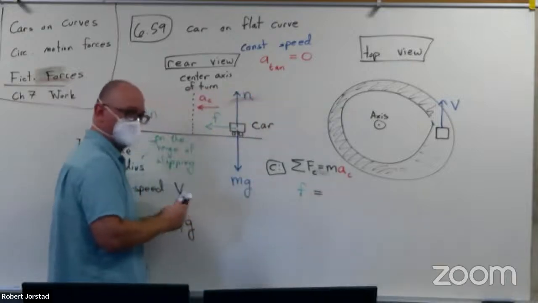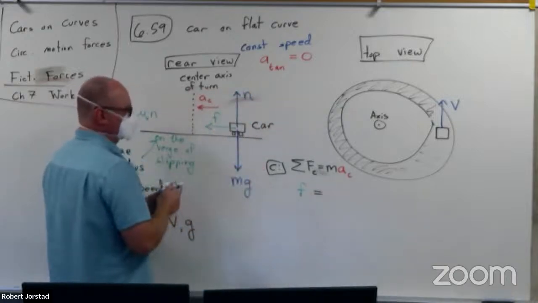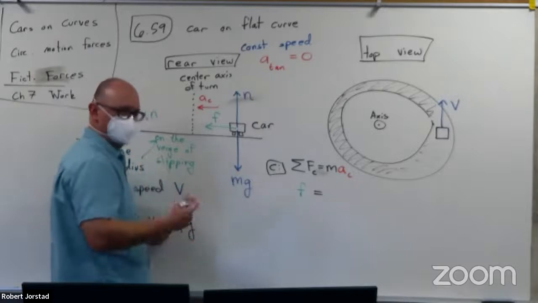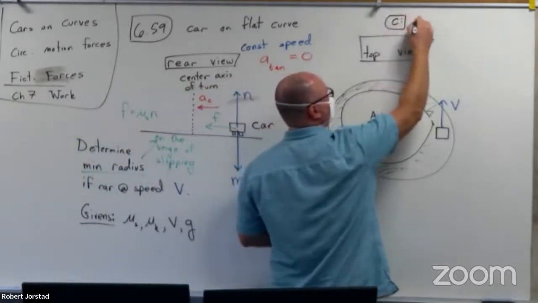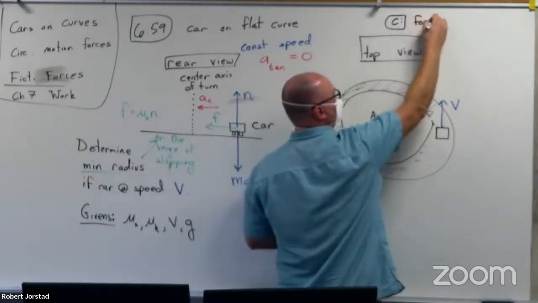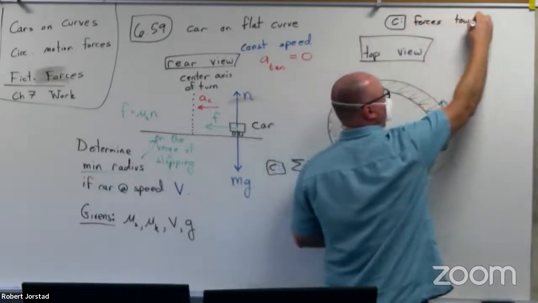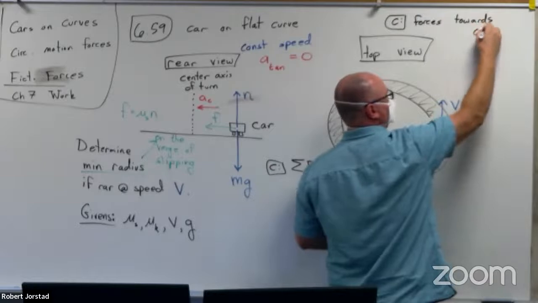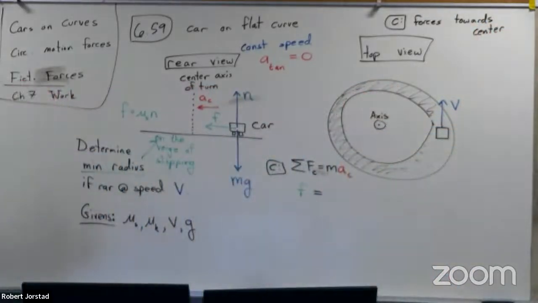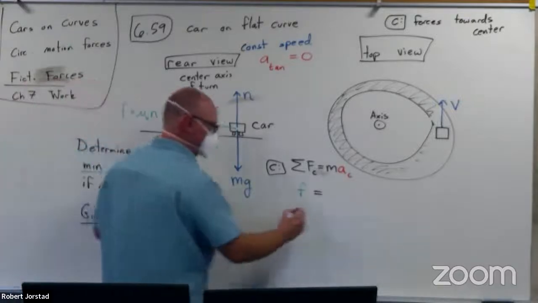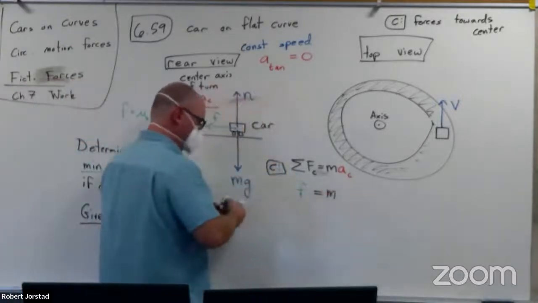Excellent. That's what the little C means. What's the C colon? That just means centripetal direction. Good question. When you see me write C, that's my way of saying forces towards center. Sorry about that. Is that better? Okay, wait, you said it's F equals m a_c.